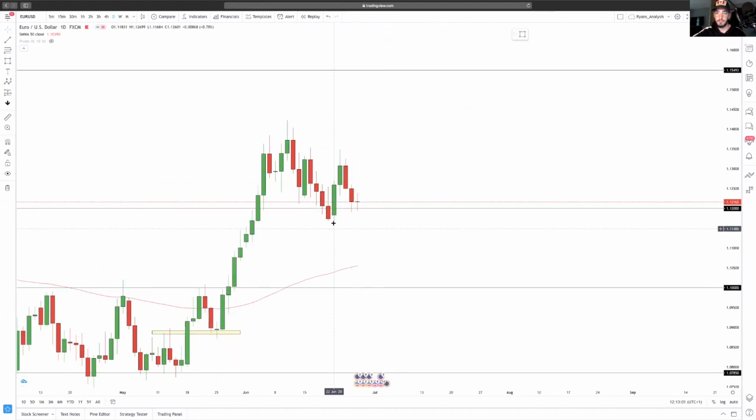Key thing to highlight here, 22nd of June, we actually had a bullish engulfing candle engulfing the previous candle. So looking at that, we can then confirm our buy bias and start scaling in on the 4-hour and 1-hour and try to find these key levels to enter.